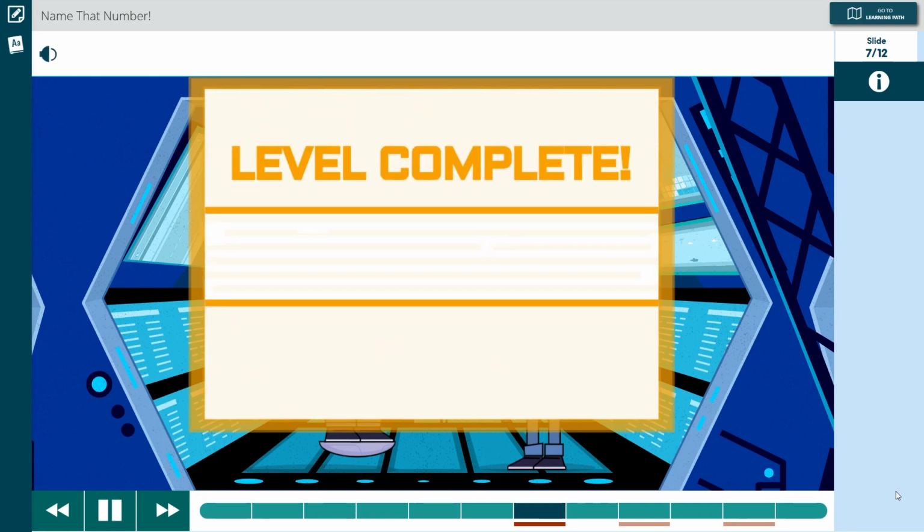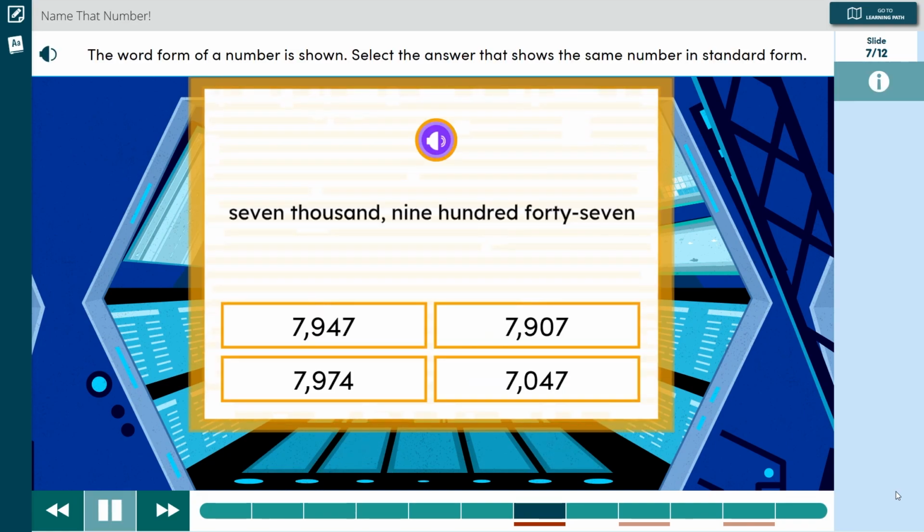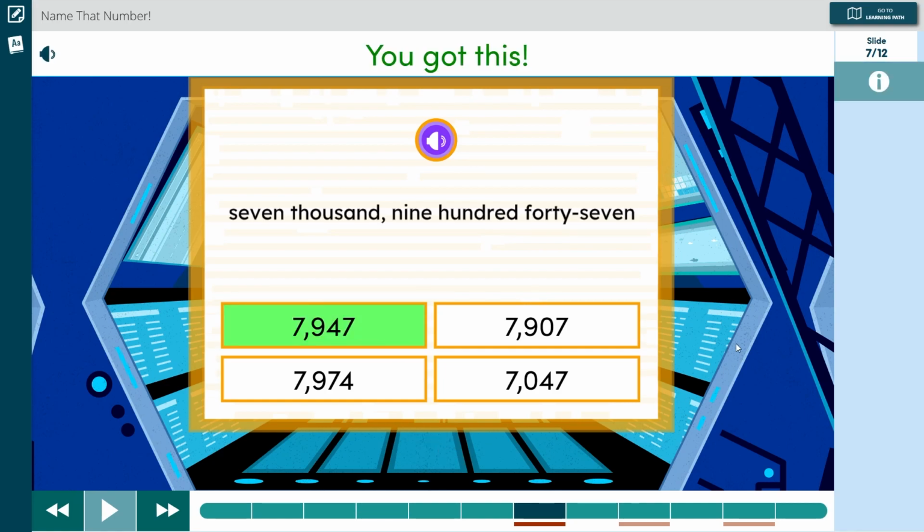We are leveling up! The word form of a number is shown. Select the answer that shows the same number in standard form. 7,947. You got this.